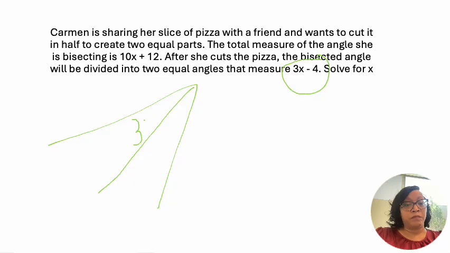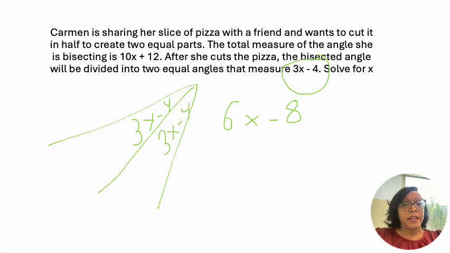So if she's creating 2 equal parts that are 3x minus 4, we could say that 3x minus 4 added together should give us the total. So this angle would be 3x minus 4, and this angle would be 3x minus 4. Remember, if they're halves, they are the same. So what I'll do is add them up, 6x minus 8. That comes from adding 3x plus 3x and negative 4 plus negative 4. Now I'm going to set that equal to the total, which is 10x plus 12.